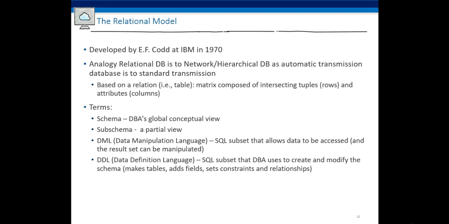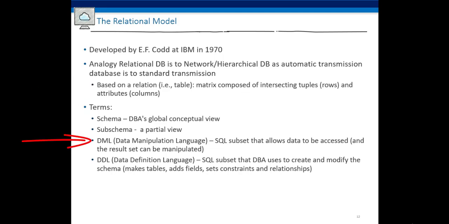Now, the relational model, we're going to get deeper into that next chapter. It was developed by E.F. Codd at IBM in 1970. So a relational database is based on the concept of a relation, a table, and it's a matrix. Matrix is another name for table of intersecting tuples and attributes, or rows and columns. That's what a table is, right? Rows and columns.